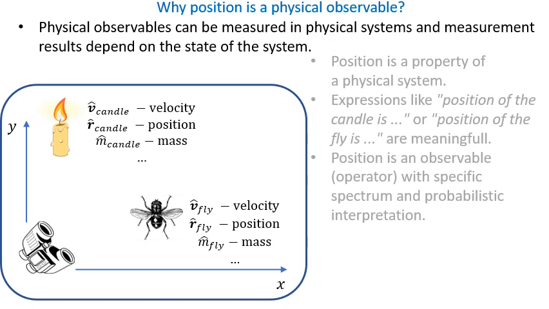Let us now discuss this important point in a bit more detail. What are physical observables, and why do we say that position is an observable? We expect that physical observables can be measured in physical systems, and the results of measurements depend on the state of the measured system. In the lower left corner of this figure, I indicated my observer by a pair of binoculars. This observer studies physical systems such as a candle or a fly. These observations produce values of the legitimate observables such as velocity, mass, or position.